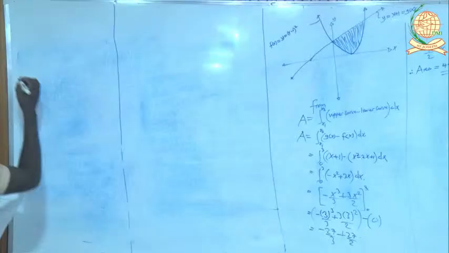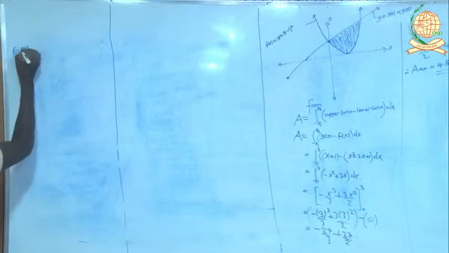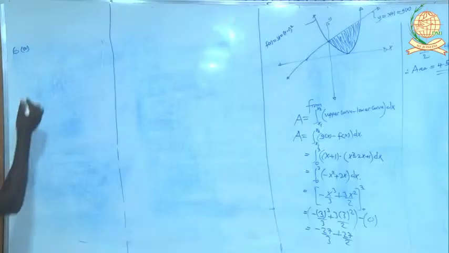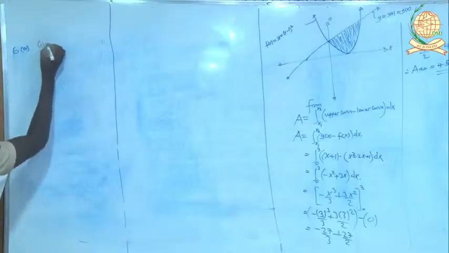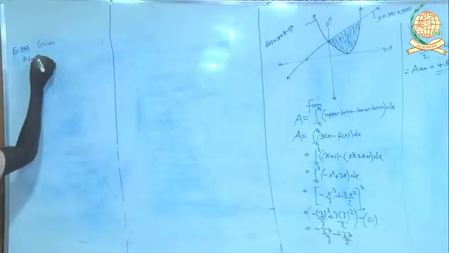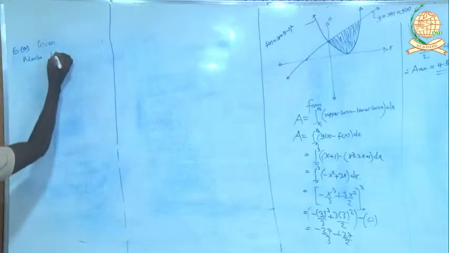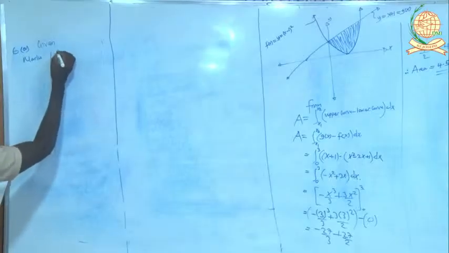Okay, question number 6. Question number 6a, we have this. We have the marks and the number of students, which is the frequency.